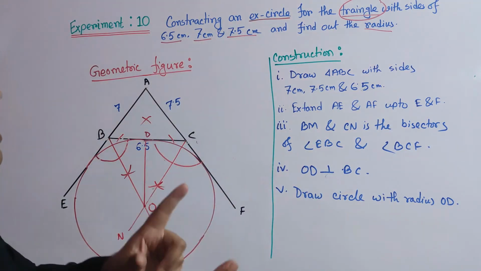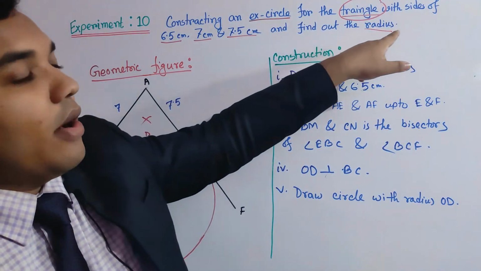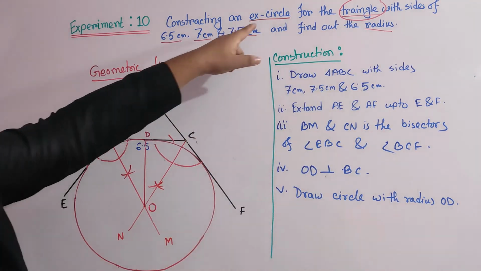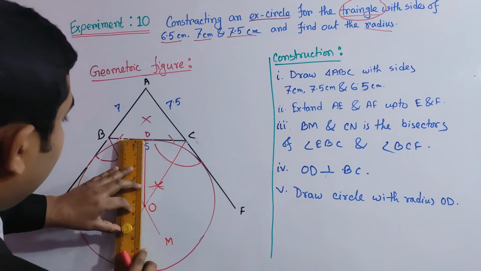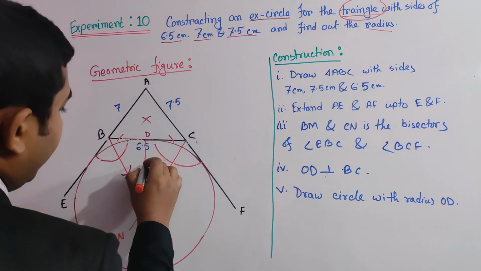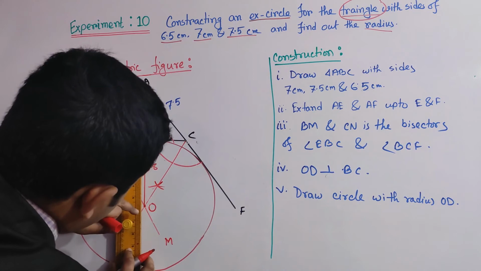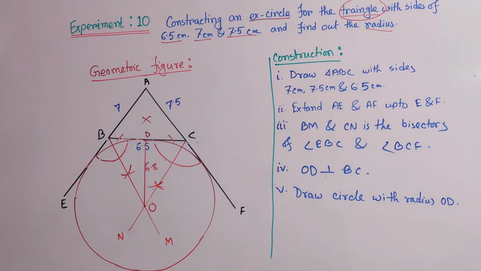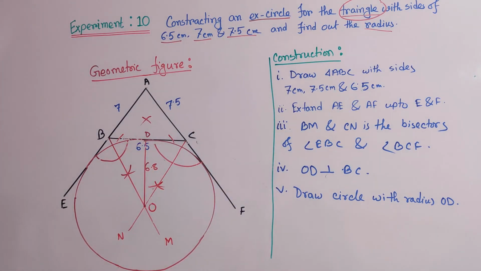The question says construct an incircle for the triangle with these sides and find out the radius. My dear students, we have already drawn the incircle. Now we just need to figure out the radius. If we measure it with the ruler, then we'll get approximately 6.8. If you measure with your ruler, you will again get 6.8. So this is our result.